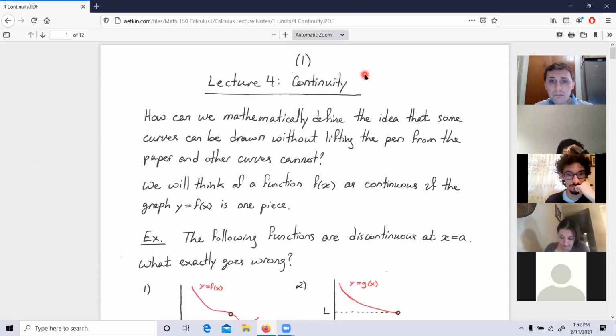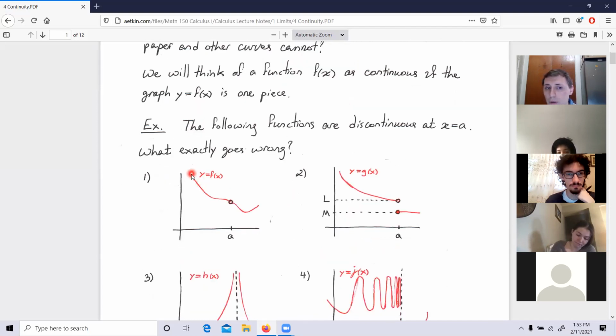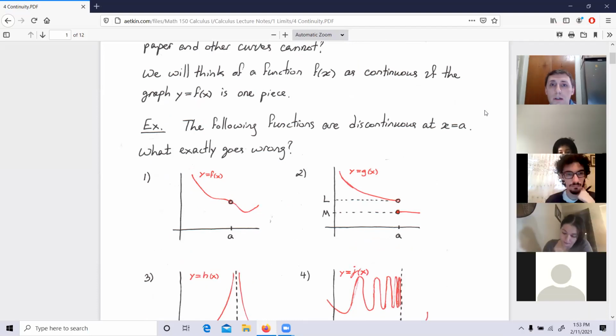Okay, guys. So the question is, how can we mathematically define the idea that some curves can be drawn without lifting the pen from the paper, and other curves cannot be drawn this way. So we will think of a function f of x as continuous if its graph is one piece. You understand? A lot of you associate this curve with the function. That's not exactly correct.